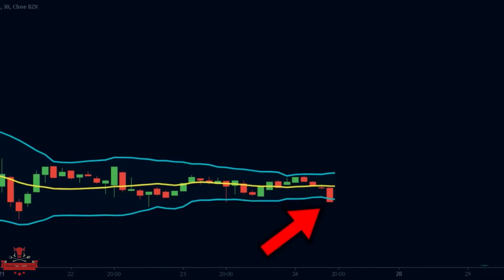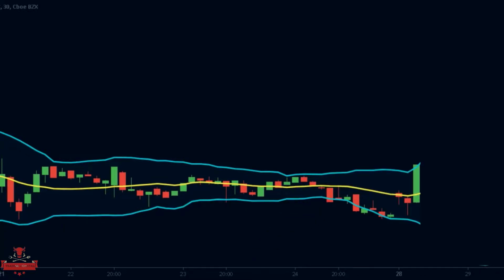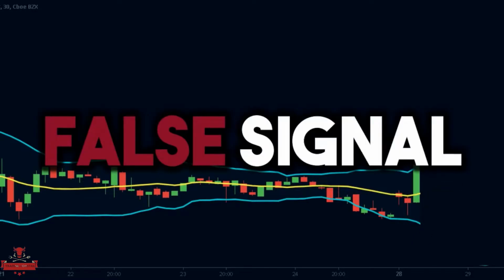Here, the price closes below the lower band and hence we sell here. But look at what happened next. The price reversed and made a move on the upside. Hence, this was a false signal. How do we avoid these losses?